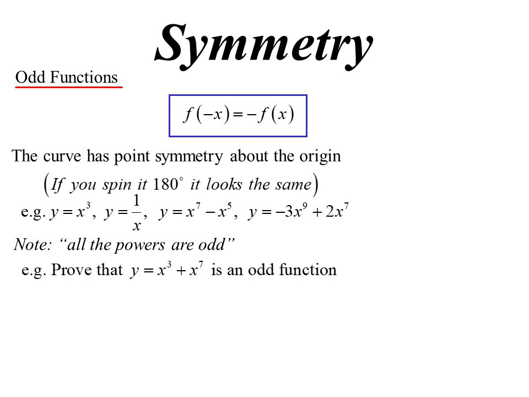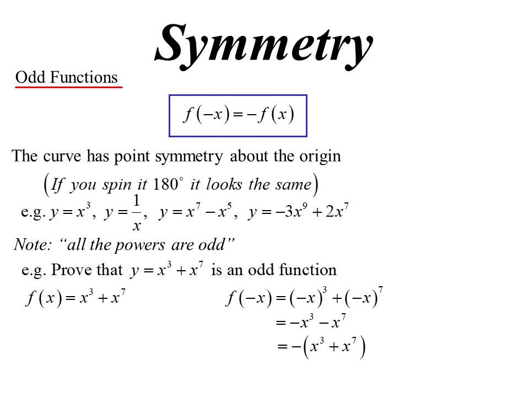So let's go and prove x cubed plus x to the 7 is an odd function. In order to prove it, we have to show it satisfies our condition. So f(x), that's what we're investigating, x cubed plus x to the power of 7. Let's now investigate what f(negative x) is. Substitute in negative x. Well, if I cube a negative, I'll get a negative. If I raise a negative to the power of 7, I'll get a negative. I could factorise that to be negative f(x). It satisfies the criteria. So yes, that is an odd function.